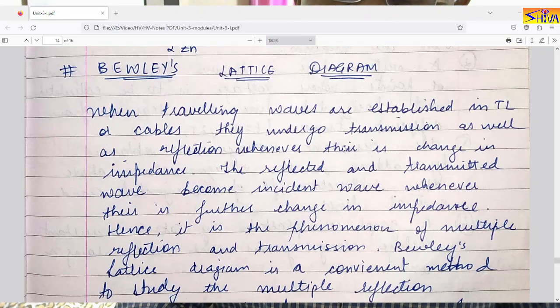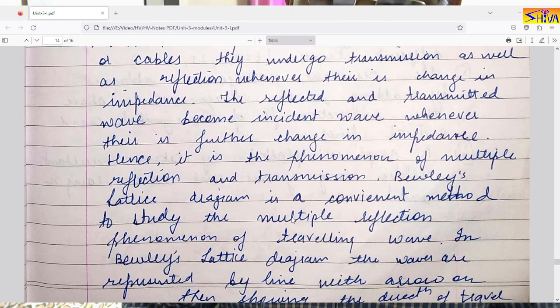When traveling waves are established in transmission lines or cables, they undergo transmission as well as reflection whenever there is a change in impedance. The reflected and transmitted waves become incident waves whenever there is further change in impedance. Hence, it is the phenomenon of multiple reflection and transmission. Bewley's lattice diagram is a convenient method to study the multiple reflection phenomena of traveling waves.